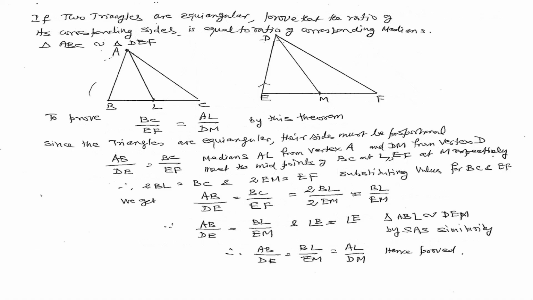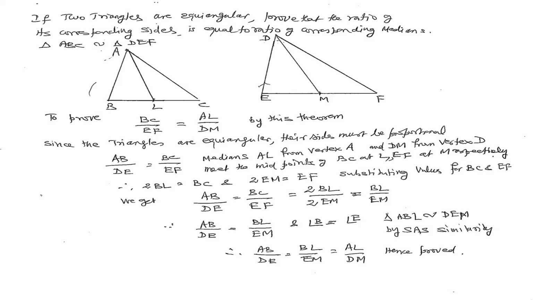In the next theorem, if two triangles are equiangular, prove that the ratio of the corresponding sides is equal to the ratio of corresponding medians of triangle ABC and DEF. So ABC and DEF are two triangles. AL is median in ABC, DM is median in DEF. So AL bisects BC and DM bisects EF. To prove BC by EF is equal to AL by DM by this theorem, since triangles are equiangular, their sides must be proportional. Therefore, AB by DE is equal to BC by EF.